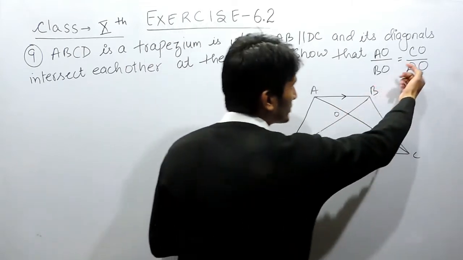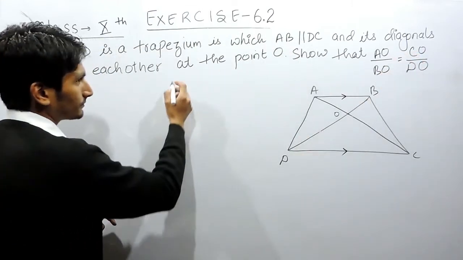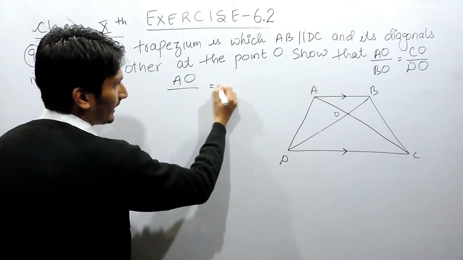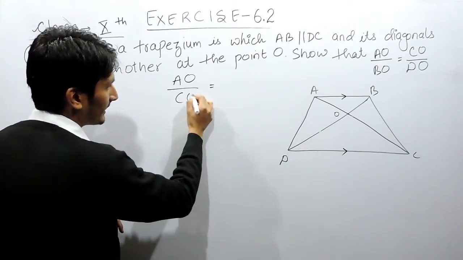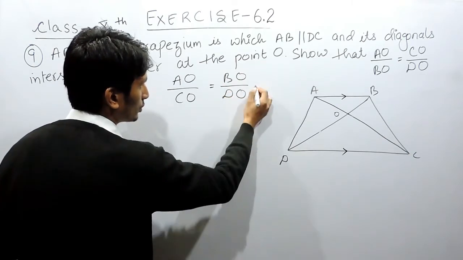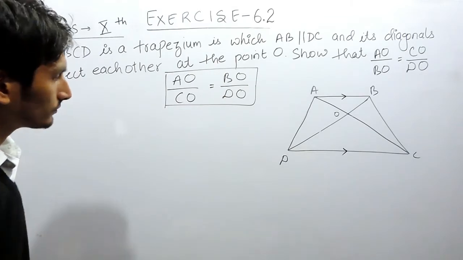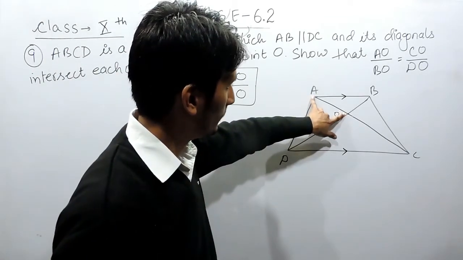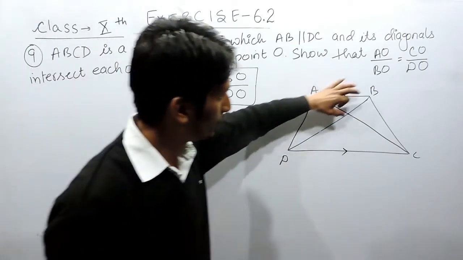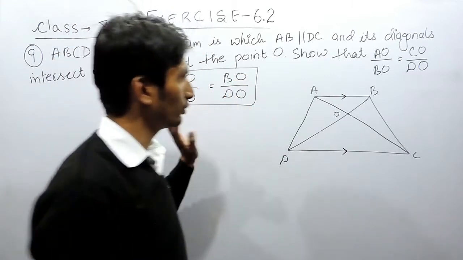So if I interchange this CO with this BO, I'm multiplying this BO that side and bringing that CO this side. So here you have to prove that the ratio between AO and OC is equal to the ratio between BO and OD. BO and OD. So you have to prove this.